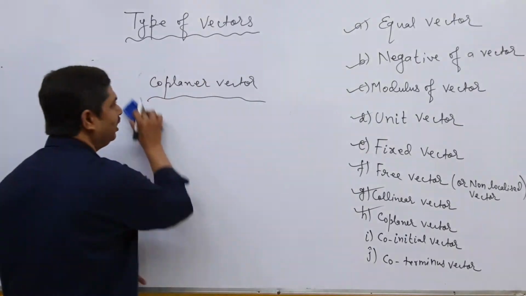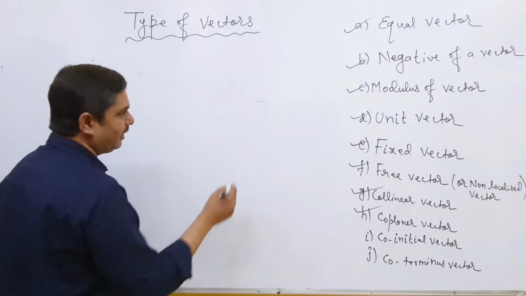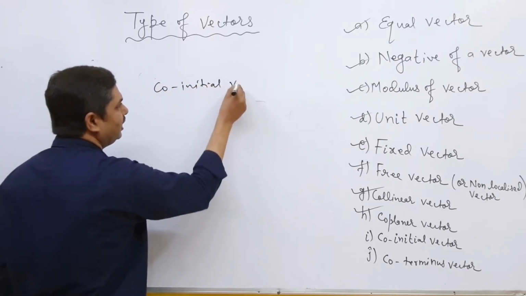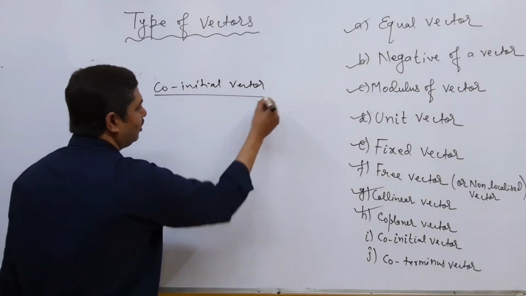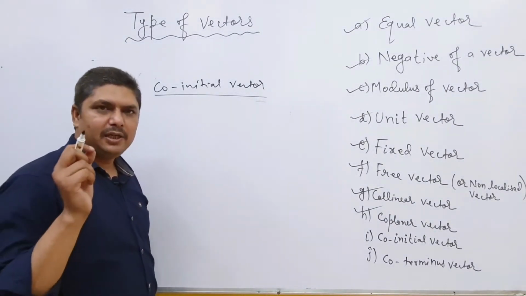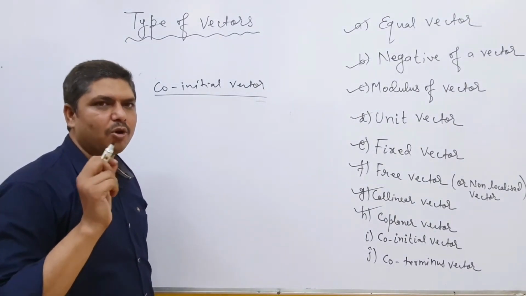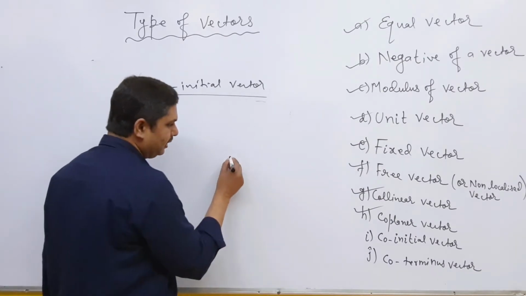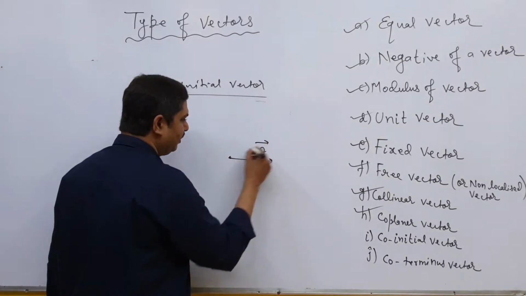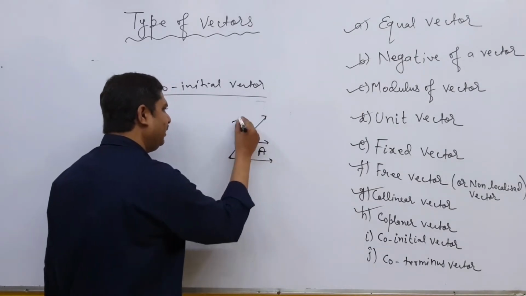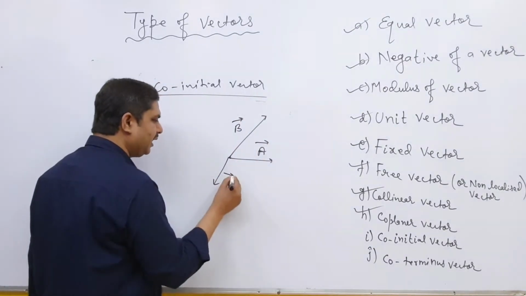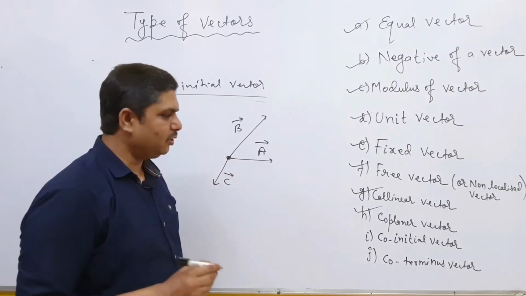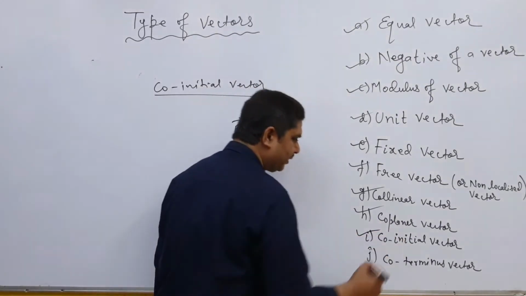Now you are going to learn co-initial vector. Student, when the initial points of the vectors are common, they are said to be co-initial vectors. This is vector A, this is vector B, let this be vector C and so on. All have the common origin. So they are said to be co-initial vectors.